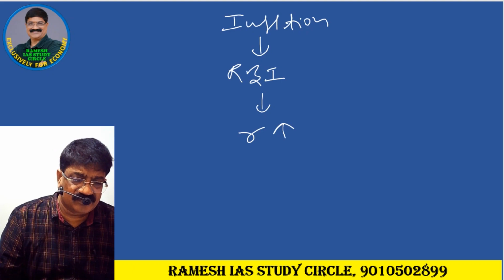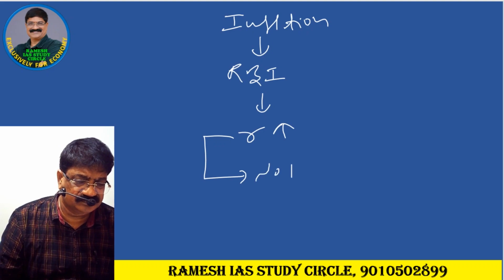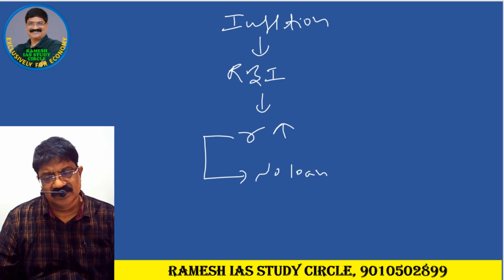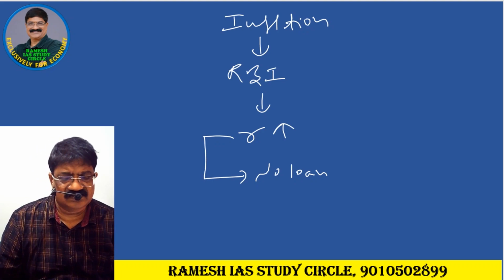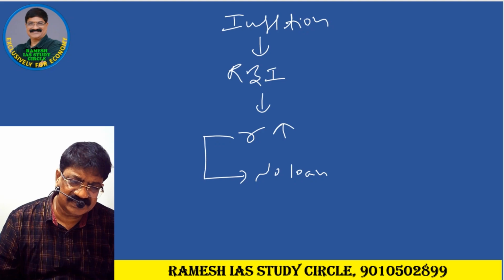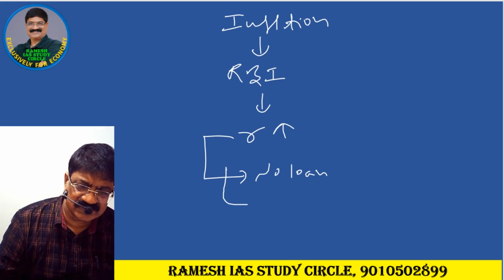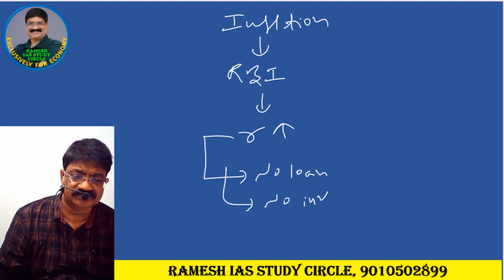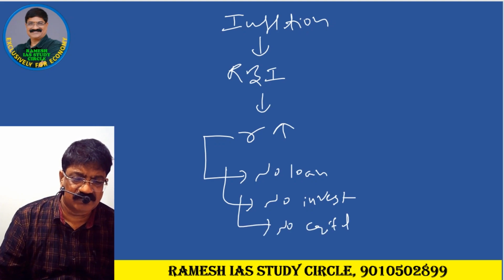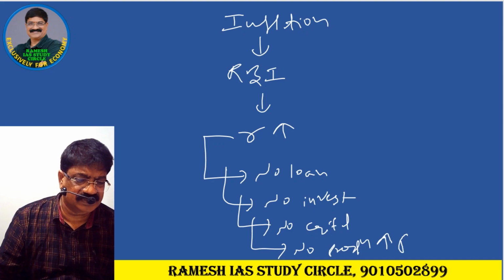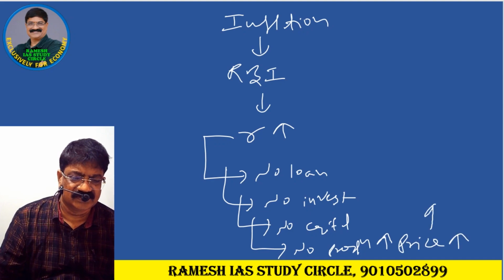So whenever interest rates are increased, no loan is available, right? The investors can't get loans. They are not interested because of the high rate of interest. No loan means no investment. No investment means no capital. No capital means no production. No production leads to price rise, again inflation. Again inflation. This is the problem.